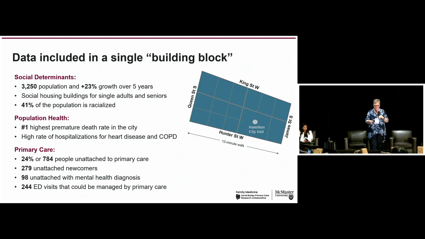So even if we could solve the attachment and primary health care problems for this 5-city block area in downtown Hamilton, we will have achieved some pretty substantial outcomes in terms of excess healthcare utilization, crappy life outcomes, ED use, et cetera.